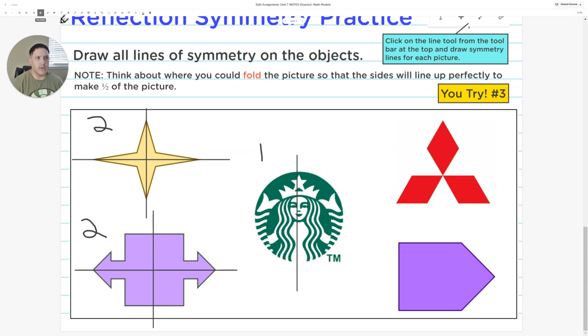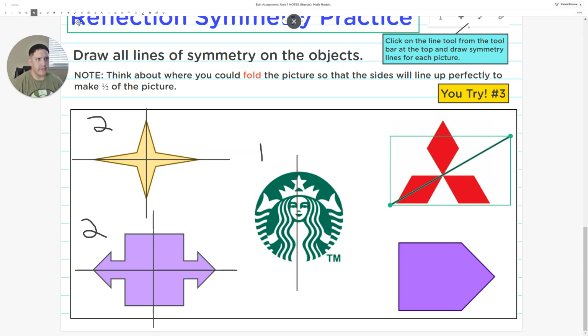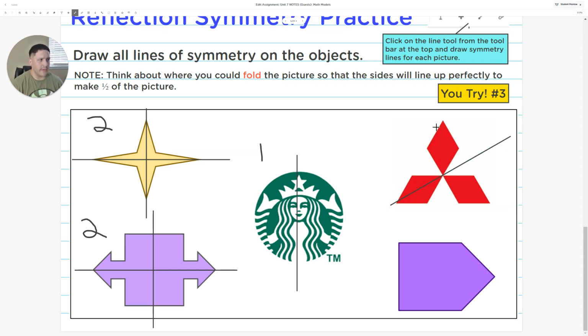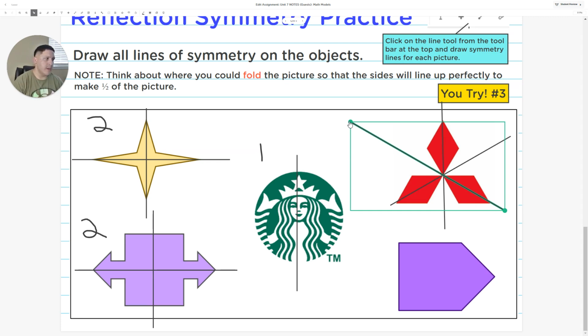For this sign, which I forgot what logo that is, has three, one on each of the corners of the diamonds. So, for instance, you got one right here on this diamond. You got another one that splits it down the middle. You got another one going from the bottom right and then through the middle. Three different lines of symmetry for that figure.